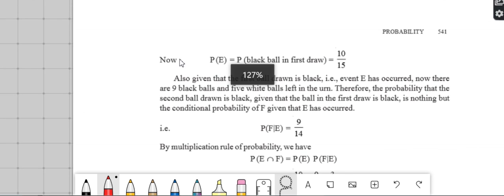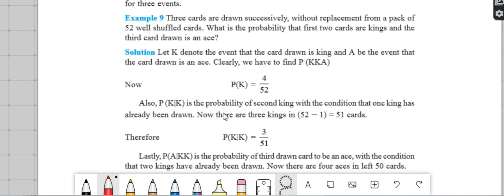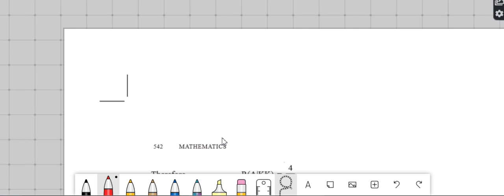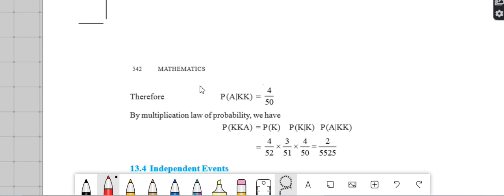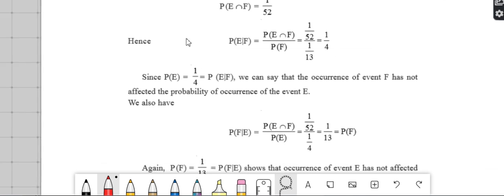Here few examples are given that you can go through. We will also discuss during the textual exercise. Please go through the illustration. Okay, now let us talk about an independent event.